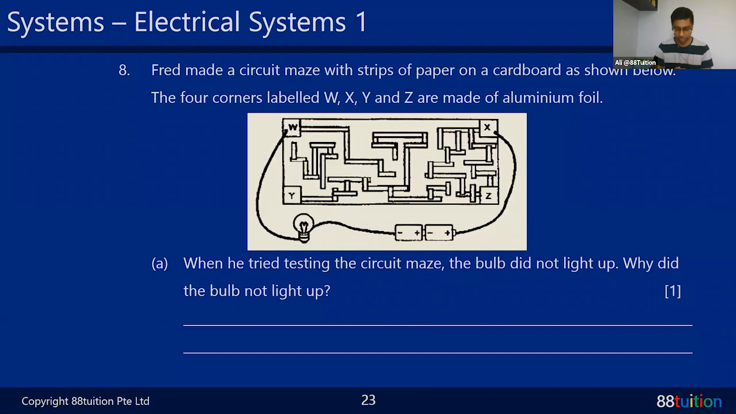Why did it not light up? He made a mistake, something. W, X, Y, and Z are all metal. The bulb is okay. Oops, is it connected? Even the bulb is not connected properly, right? Is it both connected to the casing? Yes. So this one is connected both to the casing. That's one reason. What's the other reason?